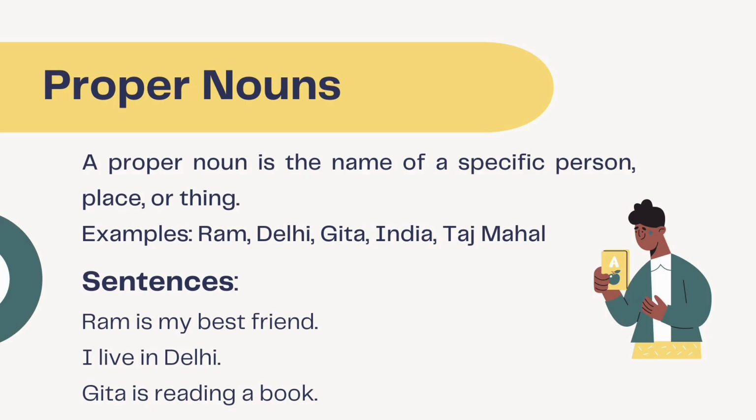Let's take a few examples. Ram is my best friend. Here, Ram is the name of a specific person, so it is a proper noun. I live in Delhi. Delhi is the specific name of a place, so it is also a proper noun. And finally, Gita is reading a book. Here, Gita is the name of a specific person. So remember, when a noun gives us the specific name of a person, place, or thing, it is called a proper noun.